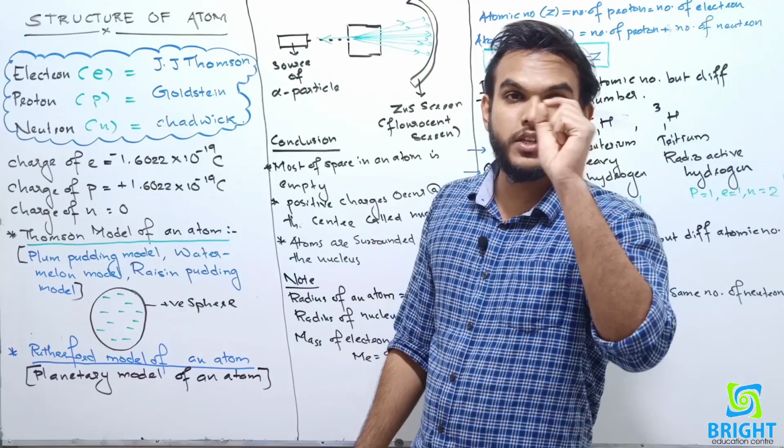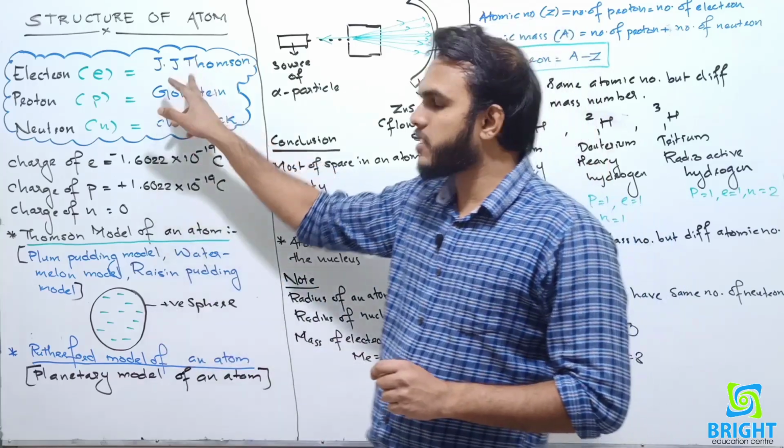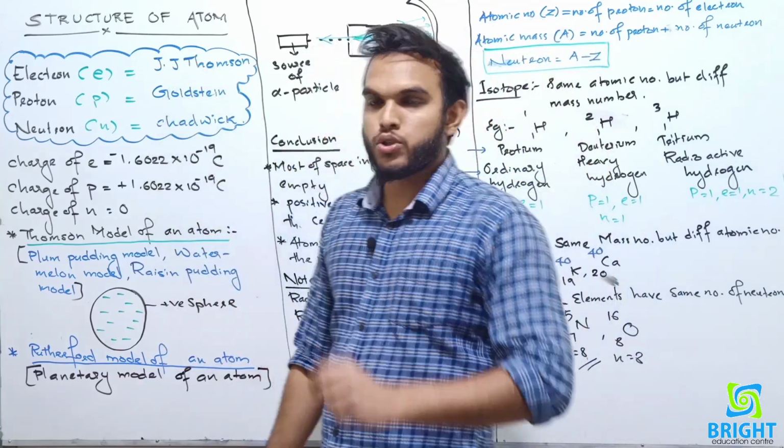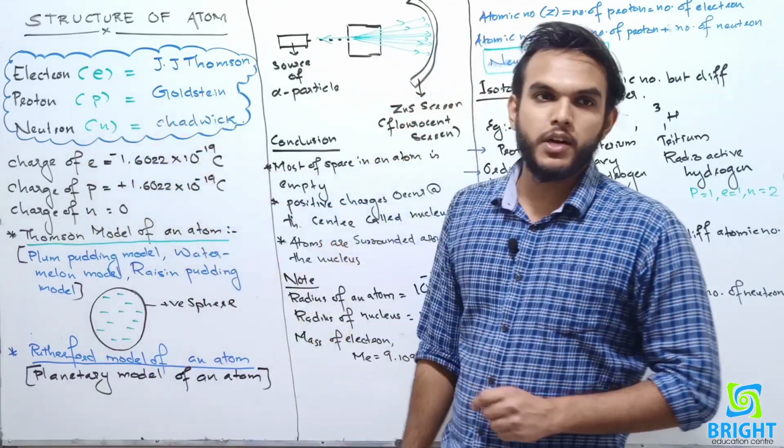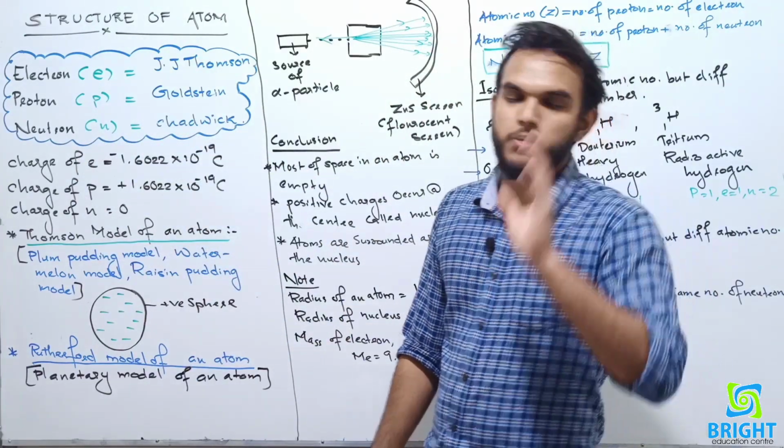You have to clearly note that electron is discovered by J.J. Thomson, proton is discovered by Goldstein and neutron is discovered by Chadwick. This thing you have to keep in your mind.